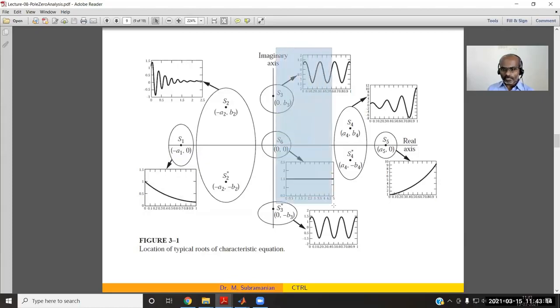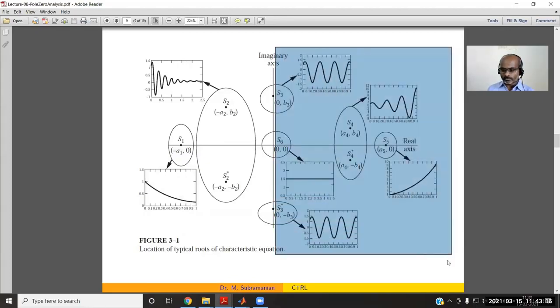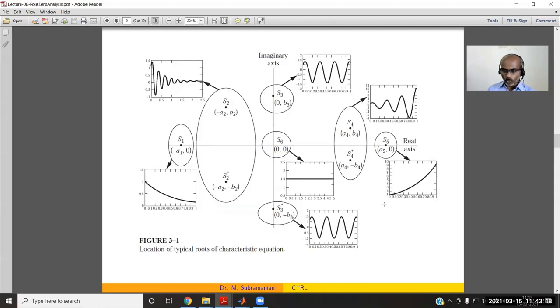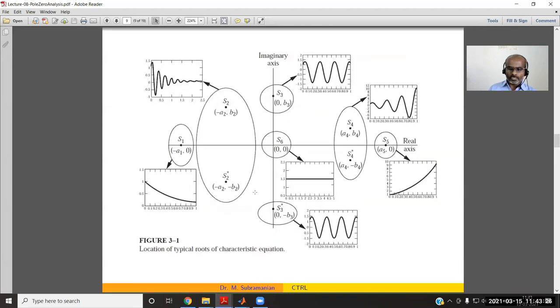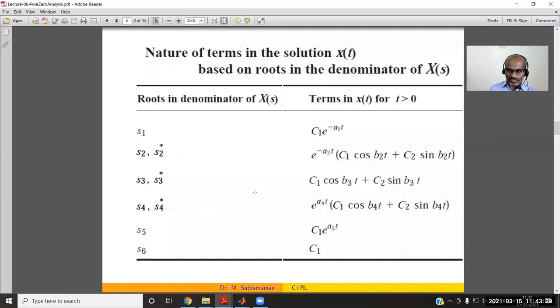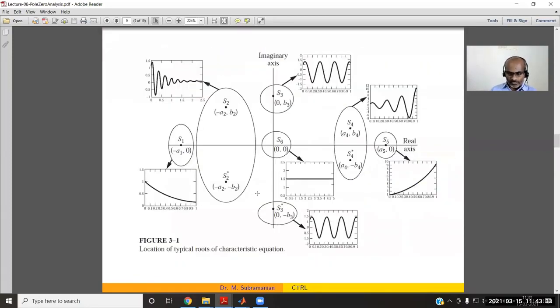If the roots lie in the positive real part, we will have growing oscillations. So the summary is this: based on the roots of the characteristic equation, say in the case of a second order system, we have a characteristic equation as tau square s square plus 2 tau zeta s plus 1. That is the characteristic equation.